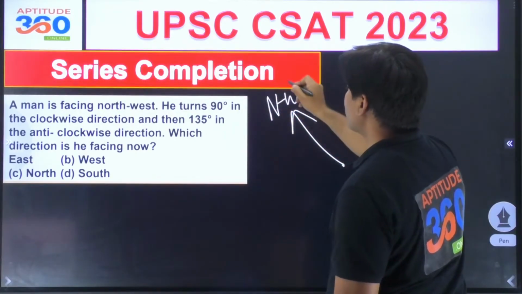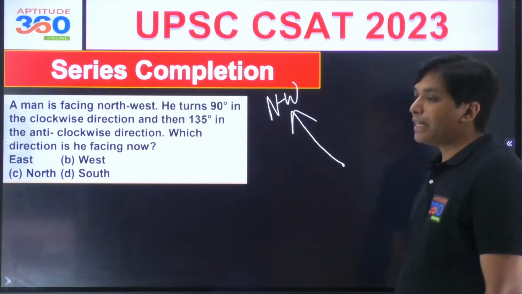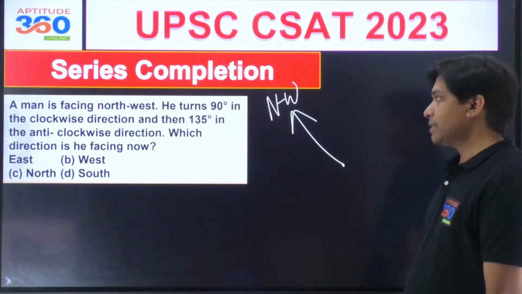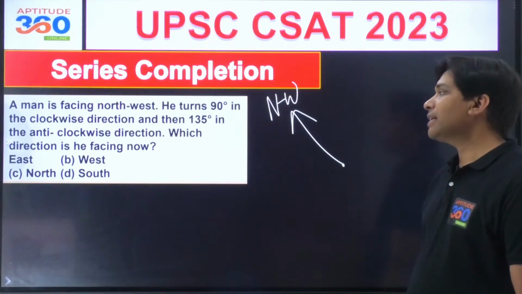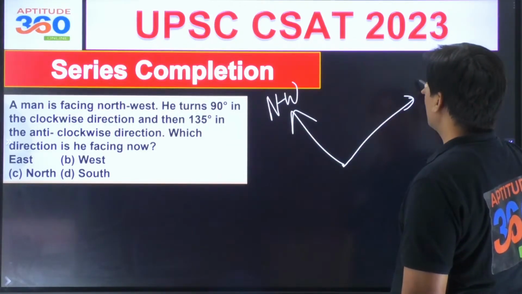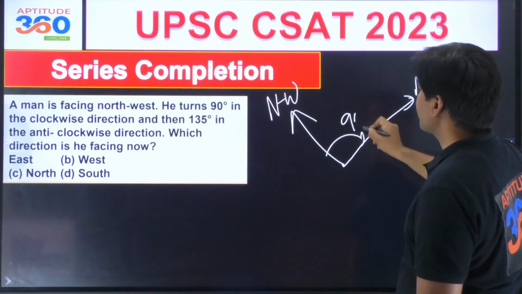This is what is the northwest direction. A man is facing northwest. He turns 90 degrees in the clockwise direction. Clockwise, like this. So he went here, which is what? Northeast, after turning 90 degrees, isn't it?